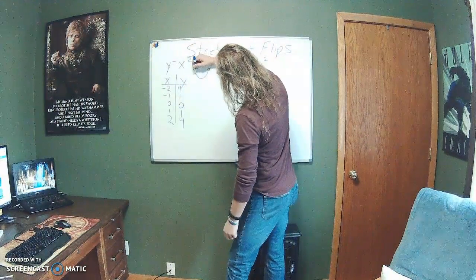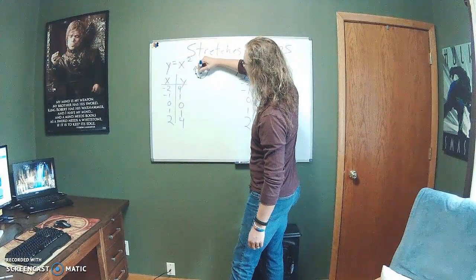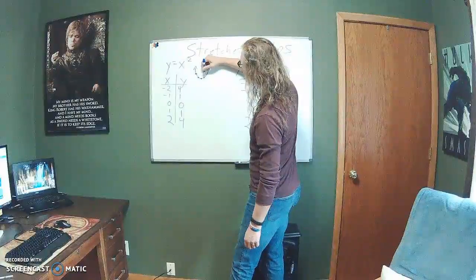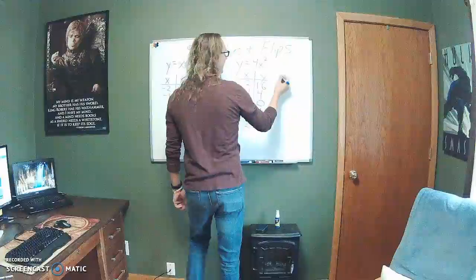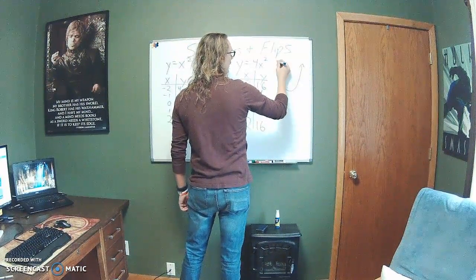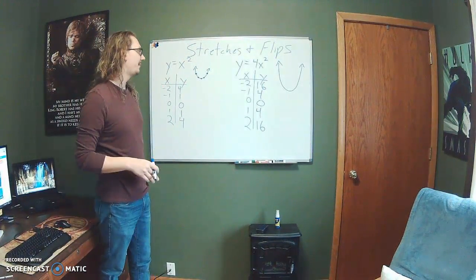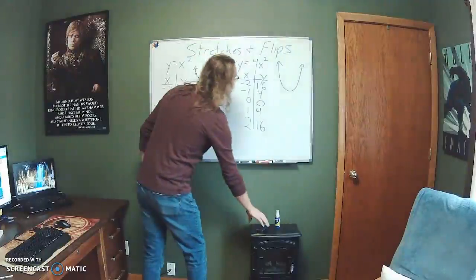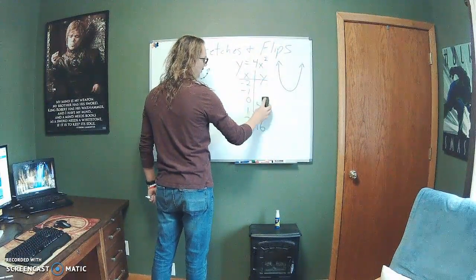So if this was the point -2, 4, and this is the point -1, 1, and here's 0, 0, 1, 1, and 2, 4. Now all of a sudden, my -2 is way up here at 16. So it's going to be much skinnier and go up much faster. So it's going to be skinnier and go up faster.